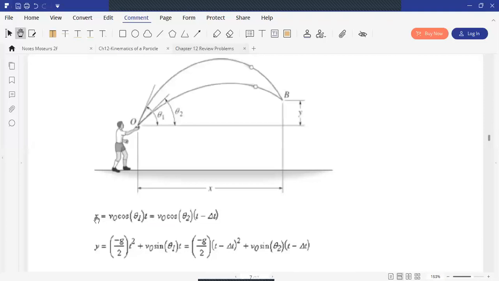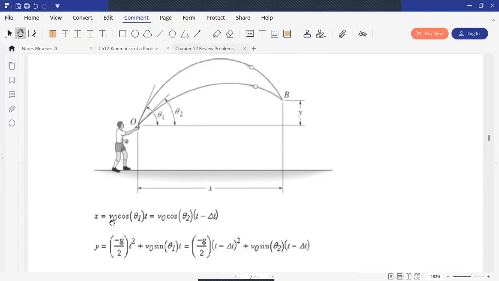Let's name them particle 1 and particle 2, because B is a point on the figure. So x of particle 1 should be equal to x of particle 2 when they reach point B. So x of particle 1 can be calculated from v0 cosine theta 1 t. Why? Because for projectile motion along the x direction, the velocity is constant.